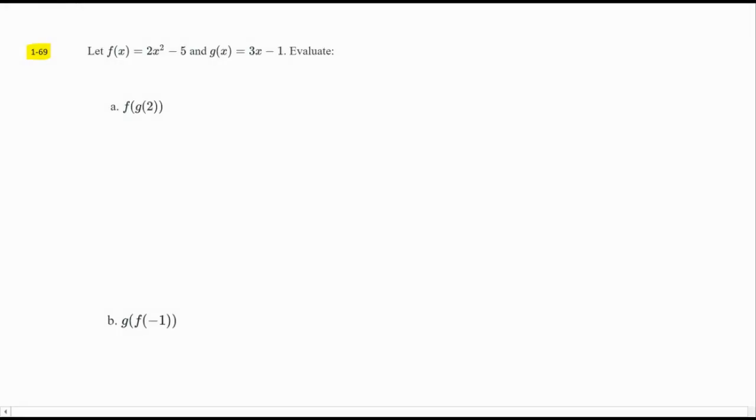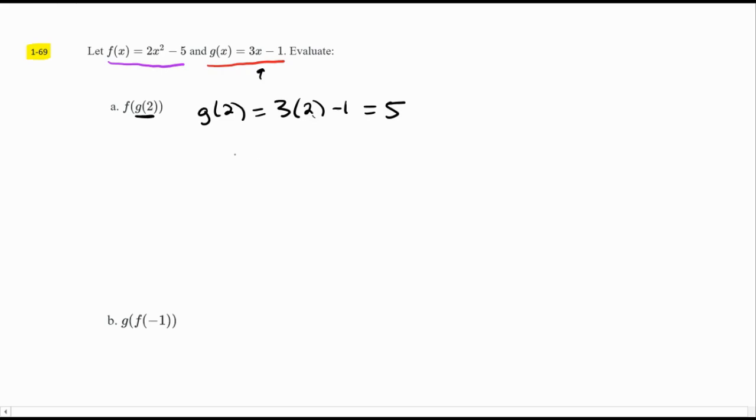Here we're going to evaluate some of these functions when we're given two separate ones. In this one, f of x equals 2x squared minus 5, and g of x equals 3x minus 1. We're starting with f of g of 2, and we're going to work inside out. So I'm really going to start with just what is g of 2. I plug in 2 from my equation, so I got 3 times 2, which is 6, minus 1, which is 5.